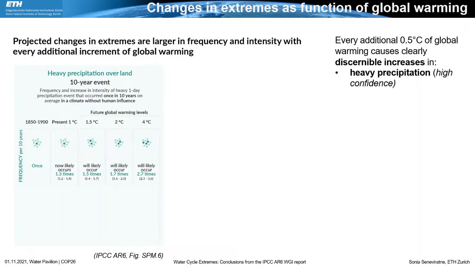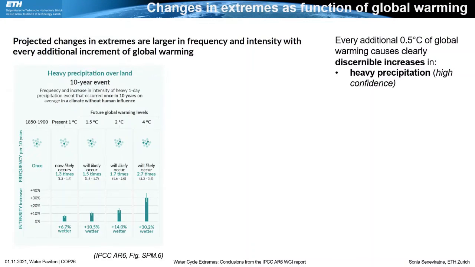You see that an event that without human-induced climate change would have happened once every 10 years is happening now about 1.3 times every 10 years. That means an increase of about 30%. At 1.5 degrees, the increase would be by 50%, and at 2 degrees would have an increase of 70%. So those events would happen almost every 2 years out of 10 years.